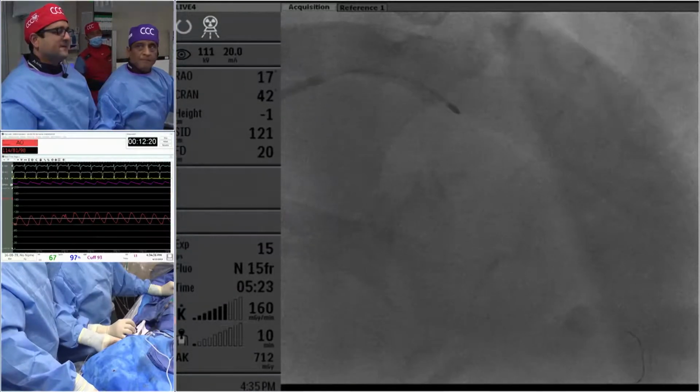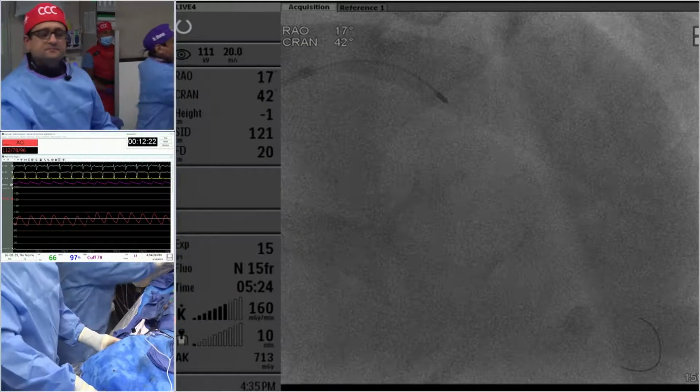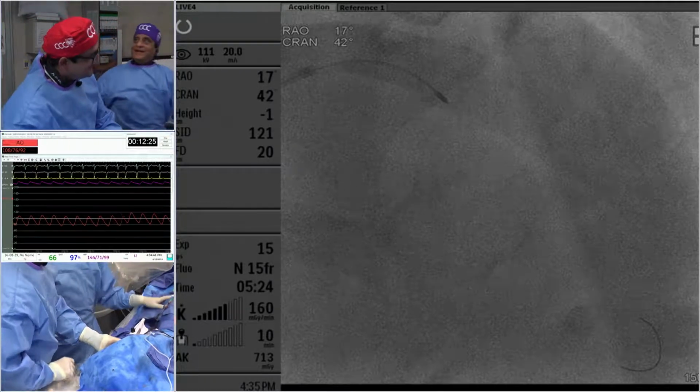Okay, Dr. Sharma, I can see you. Okay, let's go. We keep the atherectomy theme today.